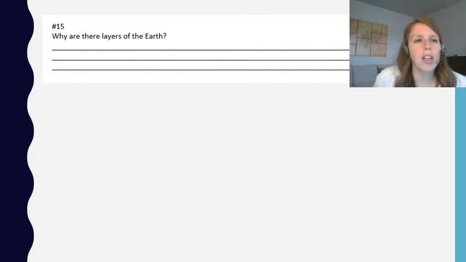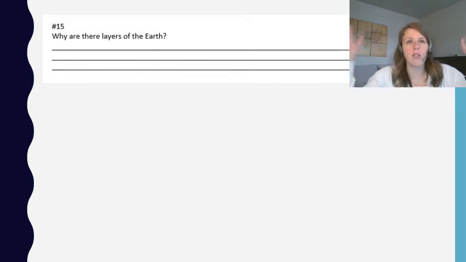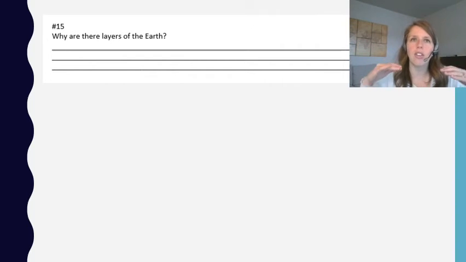But this question's great. Number 15, why are there layers of the earth? So we just talked about how the core is in the center of the earth, and then the mantle, then the crust. What sits on top of the crust? Well, it's water, and the crust is all of our land and mountains. But then what sits on top of the water and the crust? What's all of this around us? It's air, right? So air even sits on top of that.